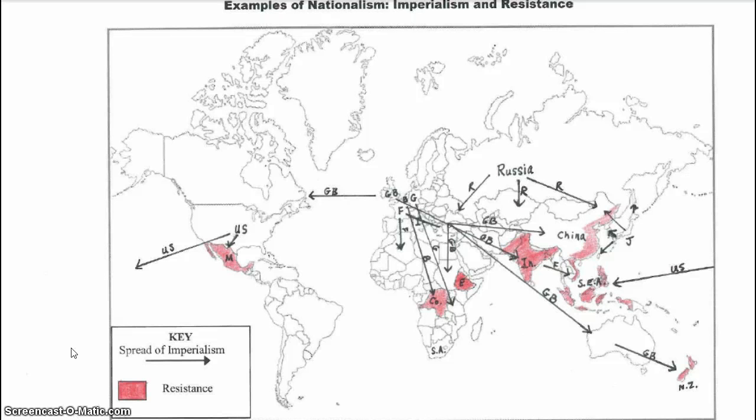Of course, the countries that the imperial powers are trying to take over resist. Many of these countries resist the occupiers. Let's start with talking about India. Again, remember, Great Britain is trying to colonize India.